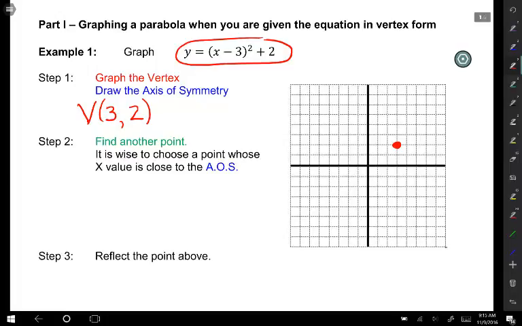Axis of symmetry. Super straightforward here. X equals h, so x equals 3. It's right at the value that we get from right there. So put a dotted line at 3.